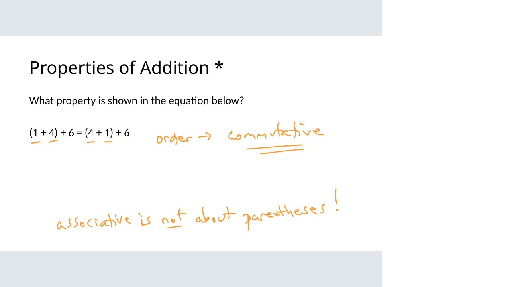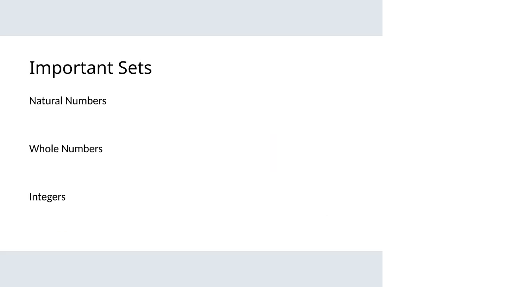Please be careful. Don't just assume because there are parentheses in there that it's associative. Associative is about grouping, and the grouping did not change here. So this is an example of the commutative property. All right, hopefully got that cleared up.